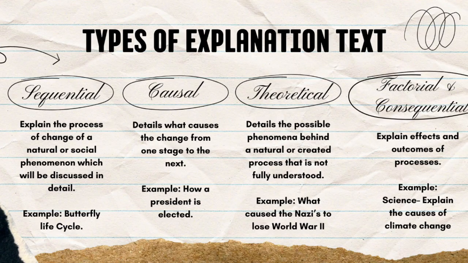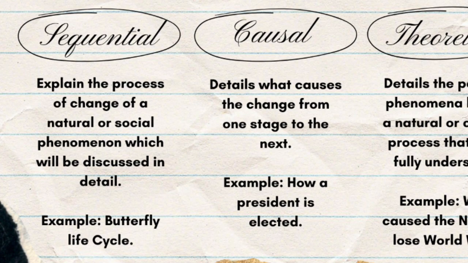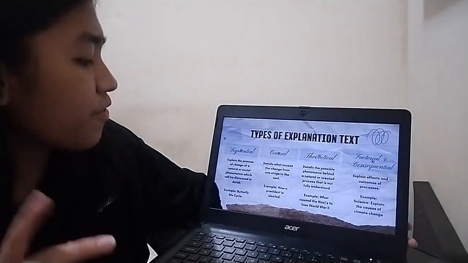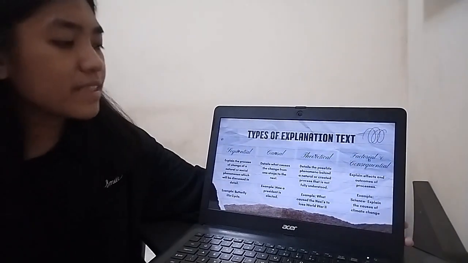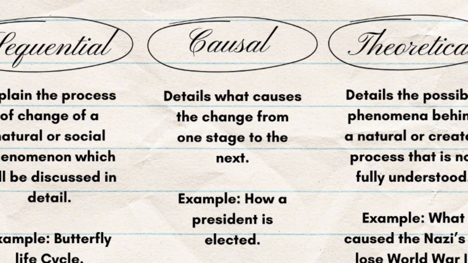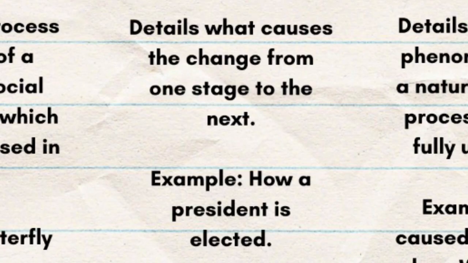And next we got types of explanation text. There are 4 types. The first one is sequential. Explain the process of change of a natural or social phenomenon, which will be discussed in detail. For example, butterfly life cycle. Next, we got causal. Details what causes the change from one stage to the next. For example, how a president is elected.